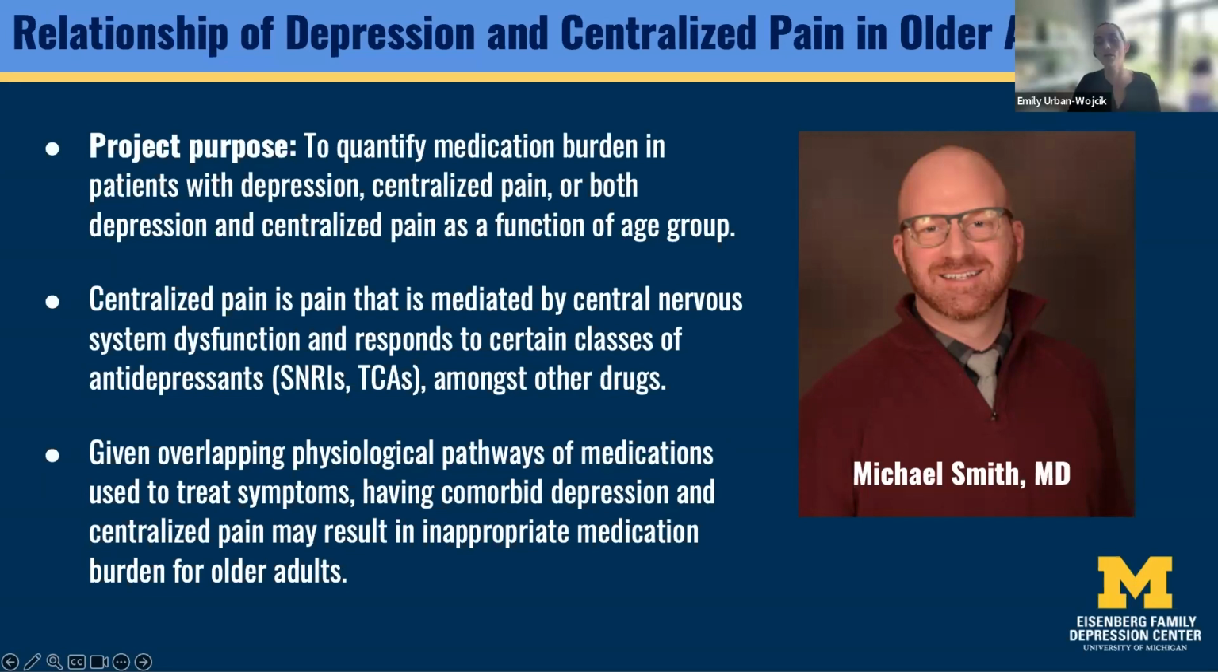And he was interested in quantifying medication burden in older adults who have been diagnosed with depression and centralized pain. Centralized pain is pain that's mediated by central nervous system dysfunction and is often prescribed antidepressants for treatment. And he wanted to test the hypothesis that having comorbid depression and centralized pain, compared to just depression or just centralized pain, may result in inappropriate medication burden for older adults, given the overlapping pathways of medications used to treat symptoms of each. So he came to us with this research question, and we were able to help him out by pulling the data from DataDirect and getting it ready for analysis.